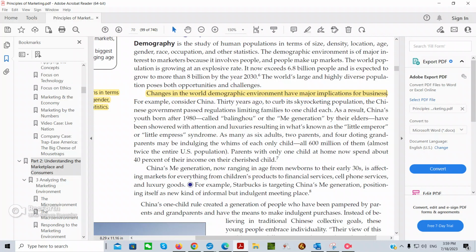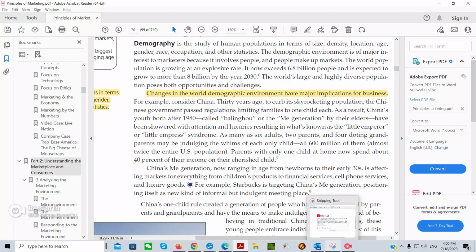Population. Parents with only one child at home now spend about 40% of their income on their cherished child. Now let's think about that for a second. That's a demographic change that's a reality in the country. Nowadays, China actually went from a one-child to a two-child policy, and I think as of maybe 3 or 4 years ago, went to a three-child policy.